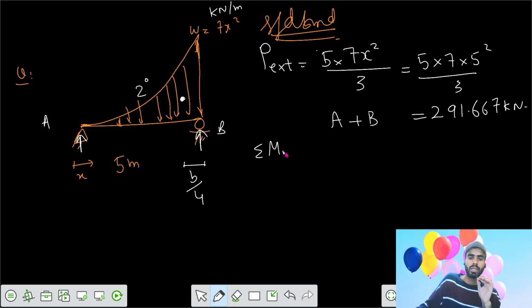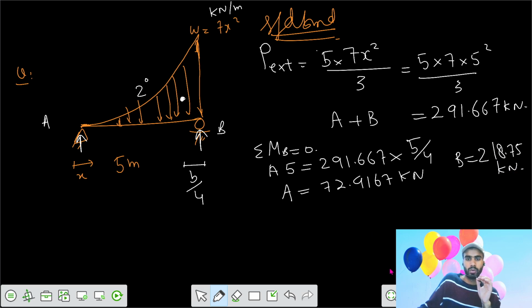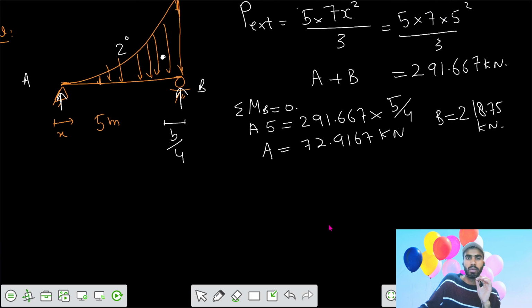If you take summation of moments about point B, summation of moments about point B equals 0, we can write A into 5 clockwise, and this one is your anti-clockwise loading of total 291.667 acting at b by 4, that's your 5 by 4. You get the value of A equals 72.9167 kilonewton. Similarly, we can get the value of B equals 218.75 kilonewton. Now we can make the shear force and bending moment diagram.